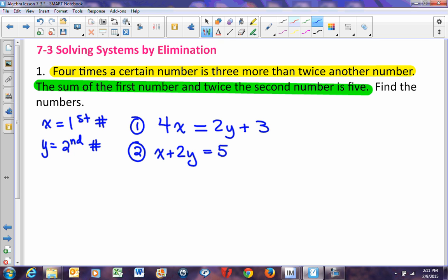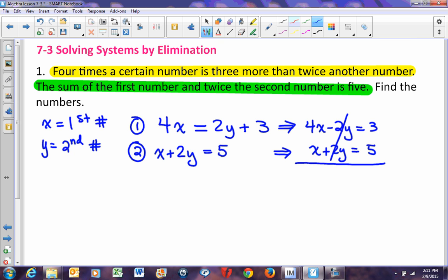I need to get my first equation in standard form, which we've talked about. We did that last chapter. So I need to move my 2y over, so I have 4x minus 2y equals 3. And my second equation here is x plus 2y equals 5. Now if I was to add these together, my y's cancel out, so that's kind of nice. So these will cancel, so I will get 5x equals 8.